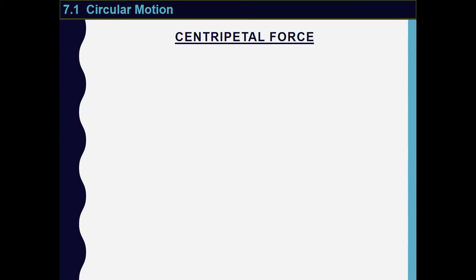So since we have change in velocity, we said we have acceleration, because we know acceleration is a change in velocity in time. And this acceleration, we found its direction always toward the center, so we called it centripetal acceleration. Today we will talk about centripetal force, so pay attention with me.